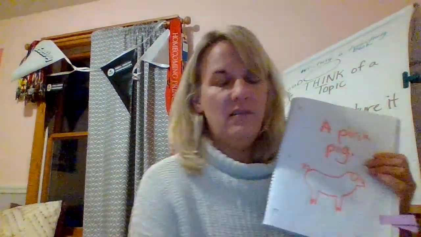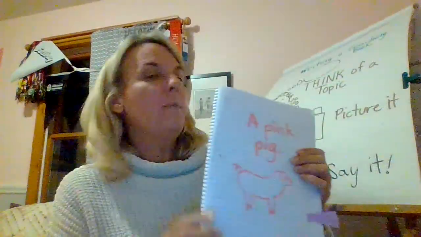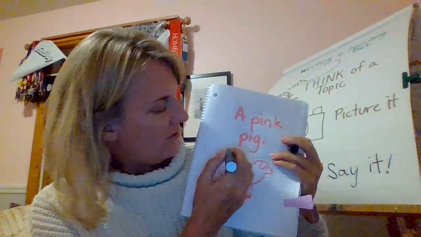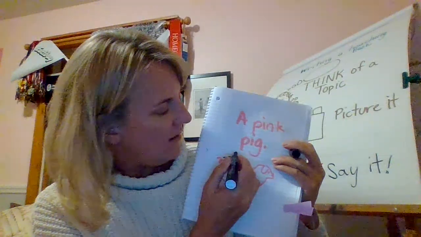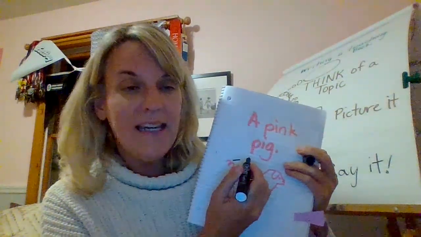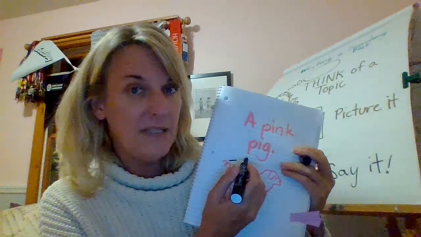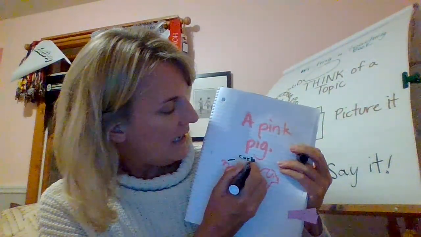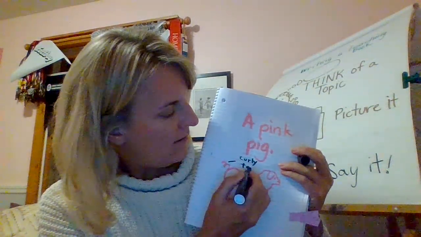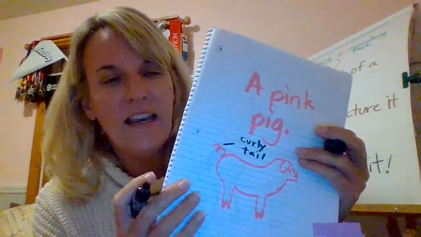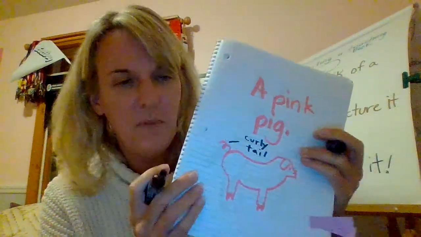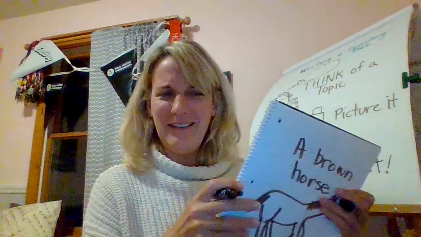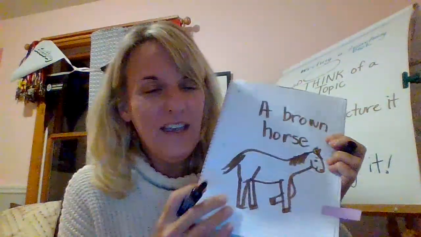So let me show you how I'm going to go back and add that into my story. So during work time today, this is what you're going to do. So on this page, I decided I want to add a label. So I'm going to draw a line to his tail, and I'm going to write a curly tail. So I'm going to use all my sounds to sound that out. Curly tail. So boys and girls, I added a label to my pig about his tail. I think you might like that, right? Because those pigtails are kind of fun.